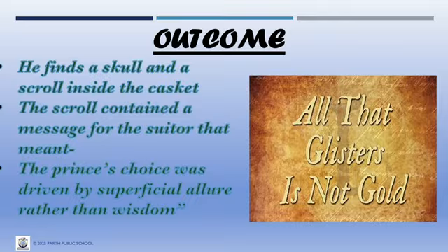As the prince's choice was driven by superficial allure rather than wisdom, by the appearance of the casket, he received the message that all that glisters is not gold. In the end, he accepts that he was wrong and he leaves. As you all know the condition, he could not marry any other woman and he had to leave Belmont. Let's move to the next scene now.